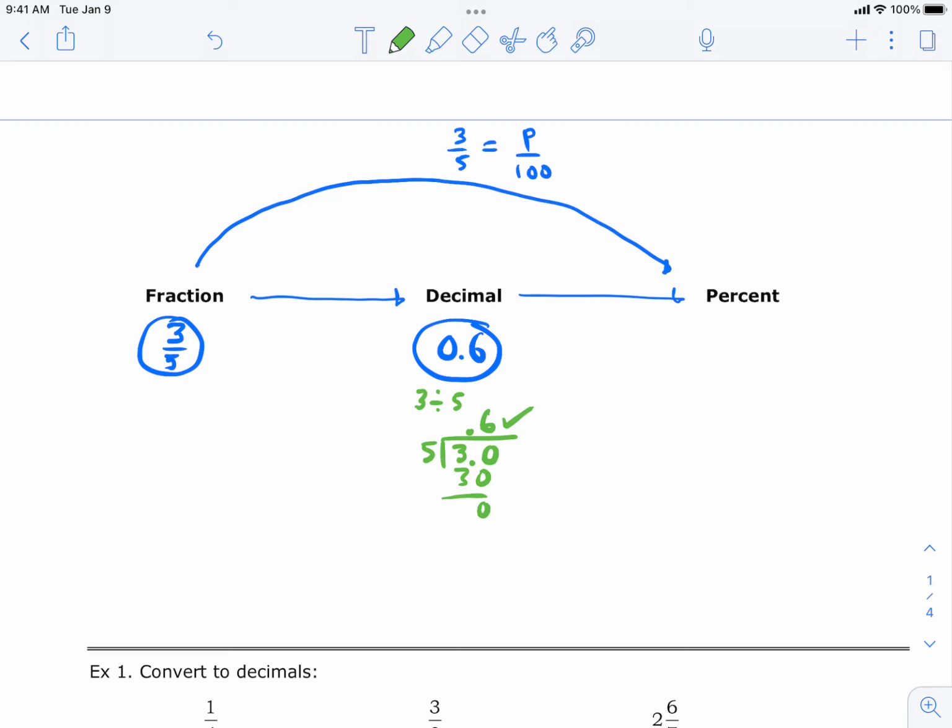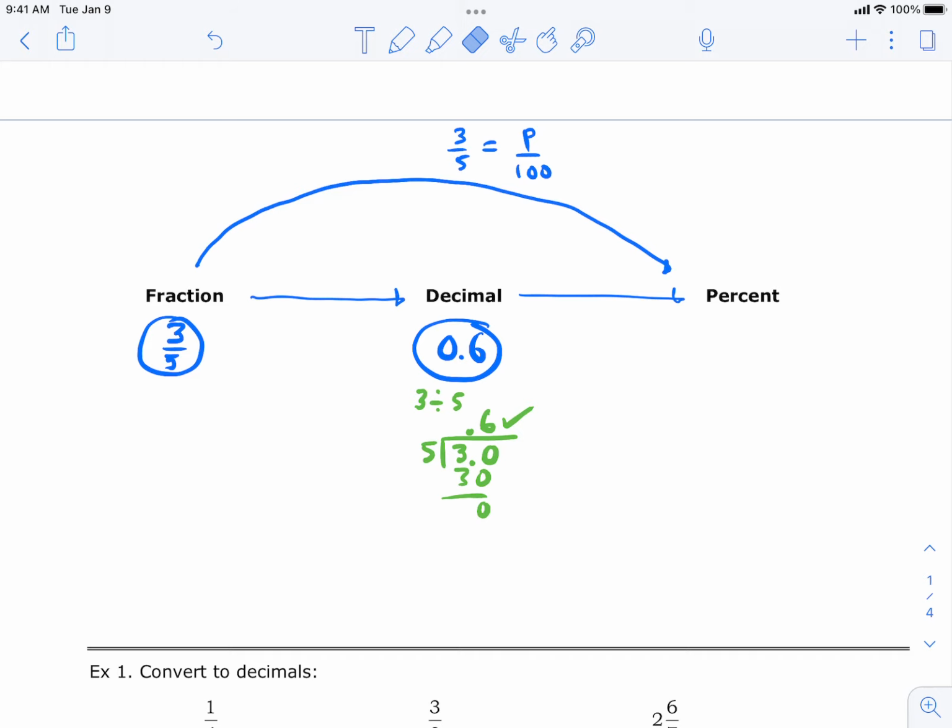So 0.6. And by the way, look at this. 0.6 means 6/10, which reduces to 3/5. Yep. Okay, cool. It's all working. Cross that off.